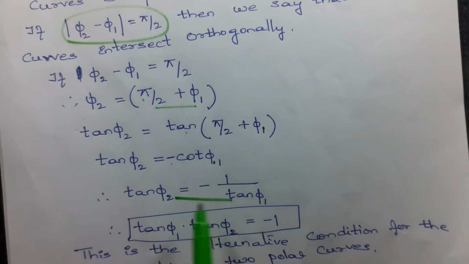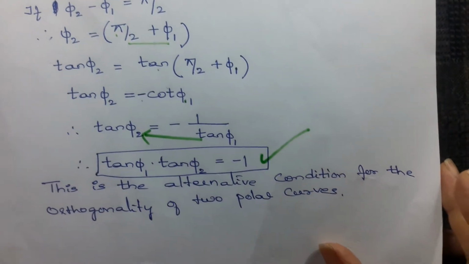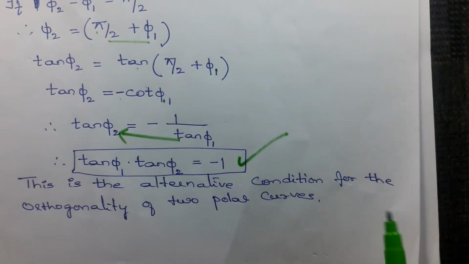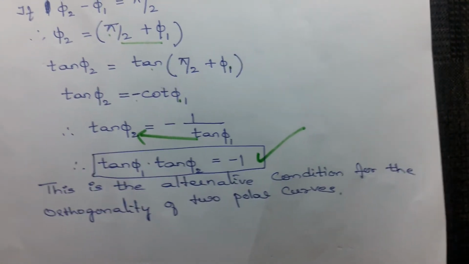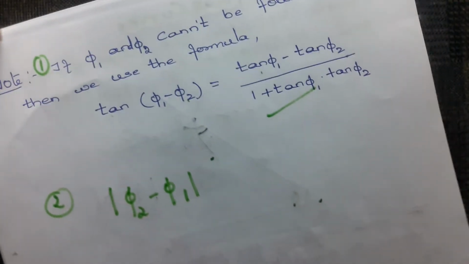Let me cross multiply this. So tan phi 1 into tan phi 2 is equal to minus 1. This is the second condition for orthogonality, the alternative condition for the orthogonality of two polar curves. So let me write all the formulas here so that you will not be confused.